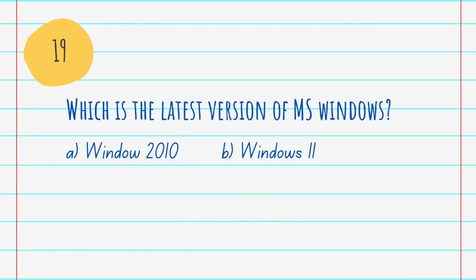Okay. Then question number 19. Which is the latest version of MS Windows? A. Windows 2010, B. Windows 2011. And we all know that the answer is B, Windows 11. Windows 11 is the latest major release of the Microsoft Windows NT operating system, released in October 2021. It is a free upgrade to its predecessor Windows 10, which was released in 2015, available for any Windows 10 devices that meet the new Windows 11 system requirements.